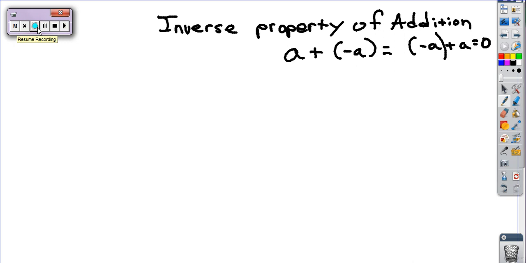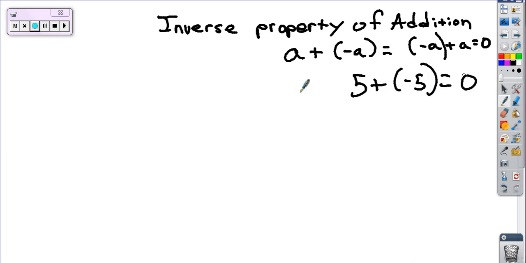All right, so the first property, the inverse property of addition, tells us that if you add a number and its opposite, and you can go both ways with it, that's why I showed it both ways, the answer is always going to be 0. So an example of that is 5 plus negative 5 would give you 0.